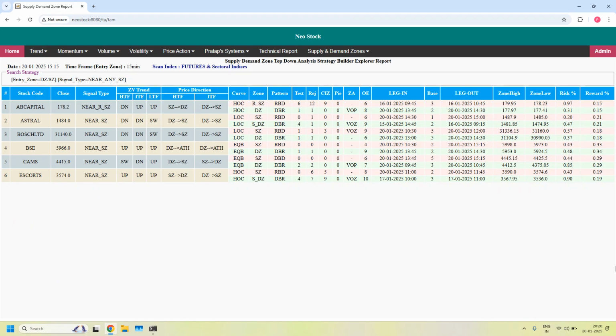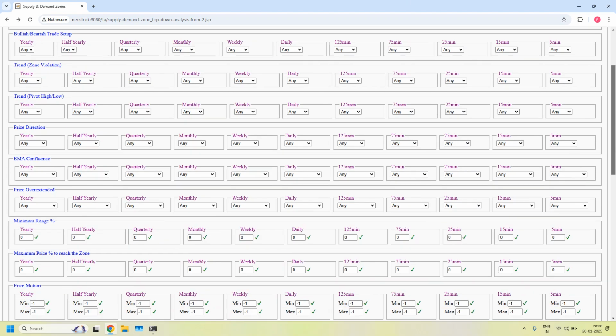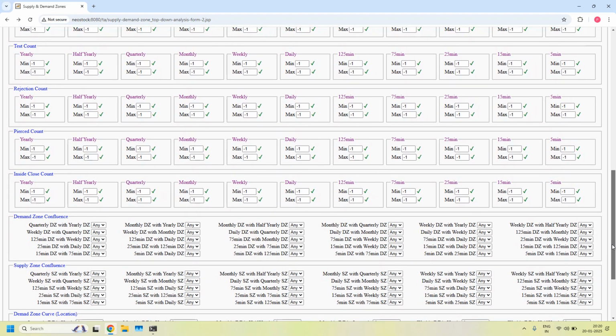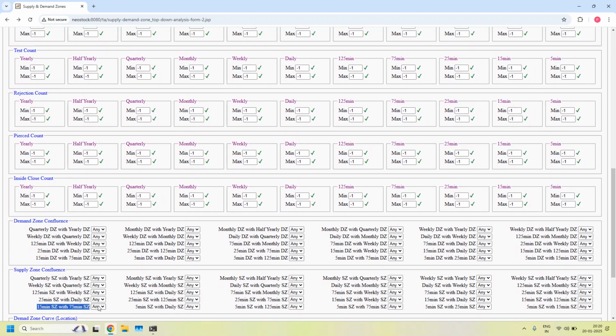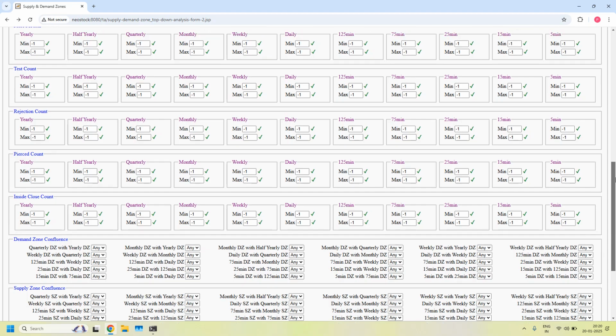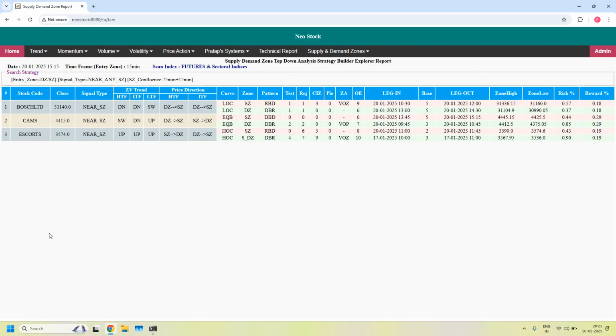Let's verify how many of these stocks have ITF supply zone confluence. That is 15 minutes with 75 minutes supply zone confluence, enabling the filter. So with this filter, we got 3 stocks. So these 3 15-minute supply zones are part of the 75-minute supply zone.